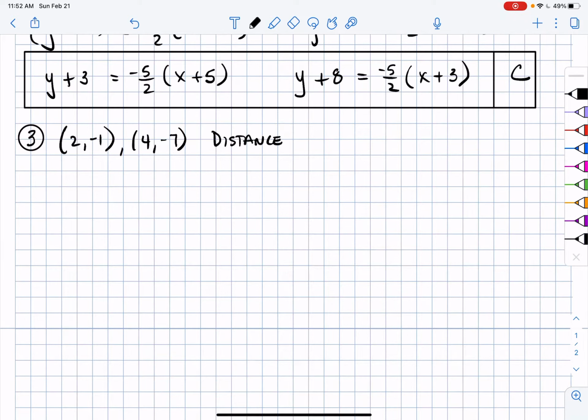Well, the distance formula is known as this. D squared, you know what, let's do it that way. D squared is equal to x2 minus x1 squared plus y2 minus y1 squared, or the difference.